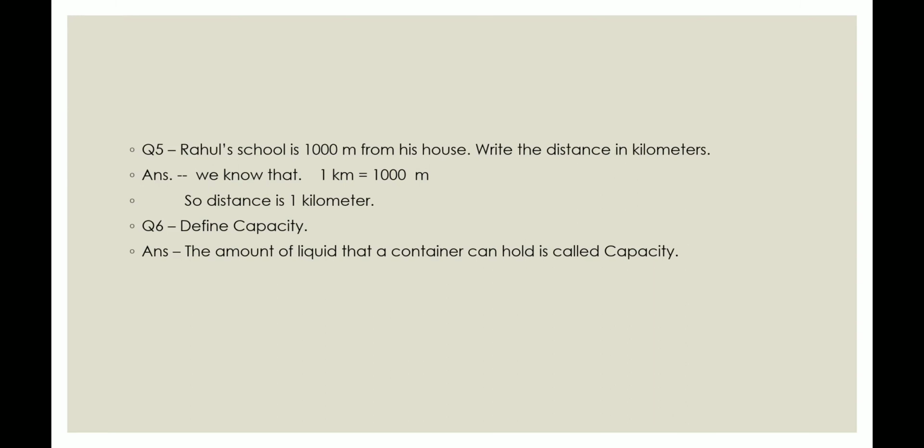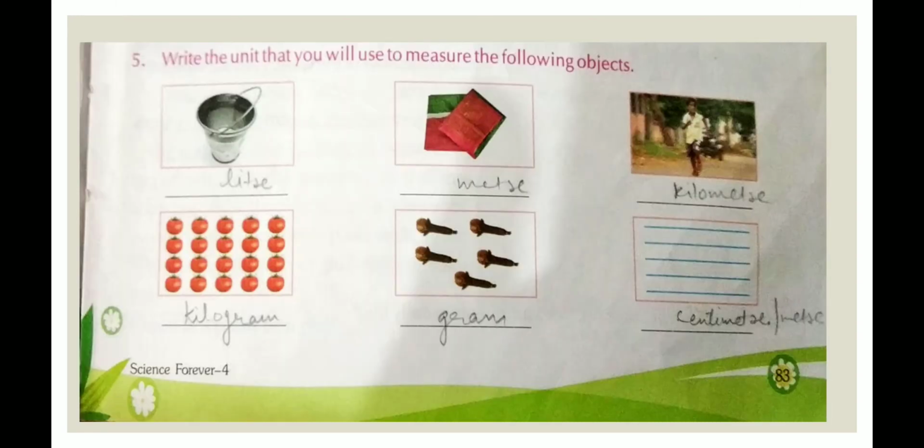Question number 5. Write the unit that you will use to measure the following objects. First picture, a bucket in which liquid is there. So for liquid, the unit is liter. Second picture, clothes are given, so it is length, and for measuring the length we are using meter.